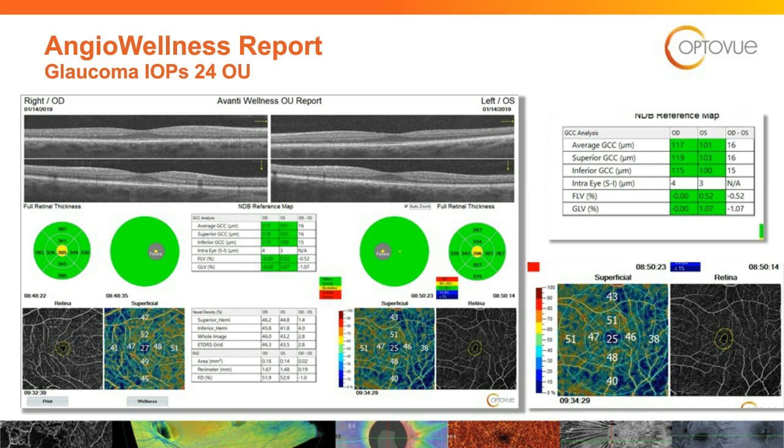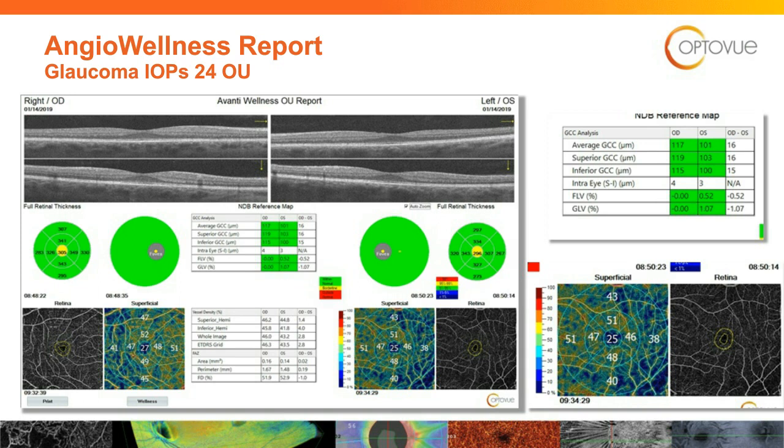Here's a patient that came in just for a regular exam. The IOPs were 24. They opted to get the Angio Wellness. The B scans look good. The GCC looks good. But if you look at the vessel density, which is in percentages, let's look at the right eye first. If you just look at the numbers where it says 47, 52, I'm looking at the right eye just going from top to bottom. I'm not going to do nasal and temporal.